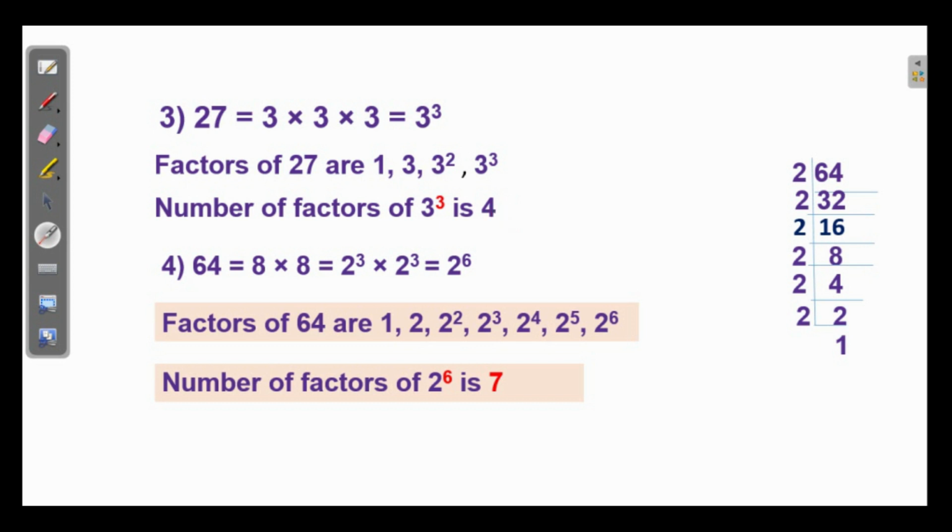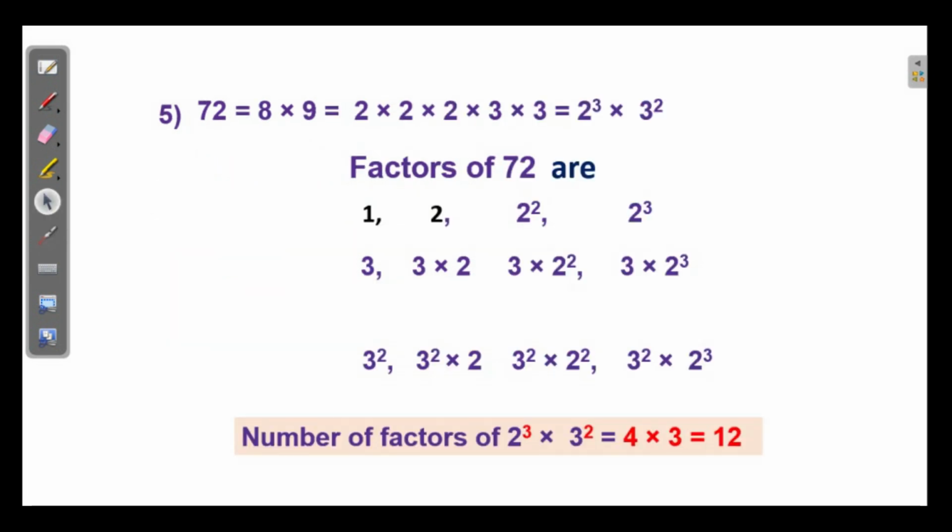And 64. 64 we can write as 8 into 8. 8 is 2 cube. 2 cube into 2 cube, so that is equal to 2 power 6. Or otherwise you can factorize 64 and you will get 64 is equal to 2 into 2 into 2 into 2 into 2 into 2, 2 raised to 6. So the factors we can list as powers of 2 itself. So it is 1, 2, 2 square, 2 cube, 2 raised to 4, 2 raised to 5 and 2 raised to 6. Then the number of factors of 2 raised to 6 is 1 more than the exponent.